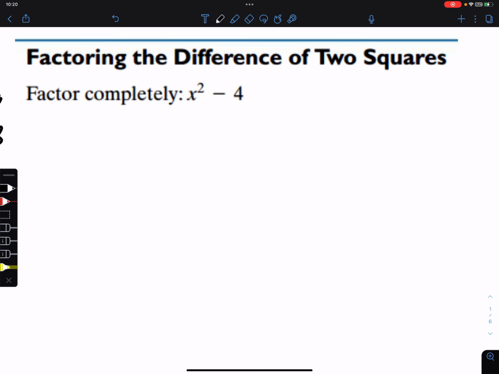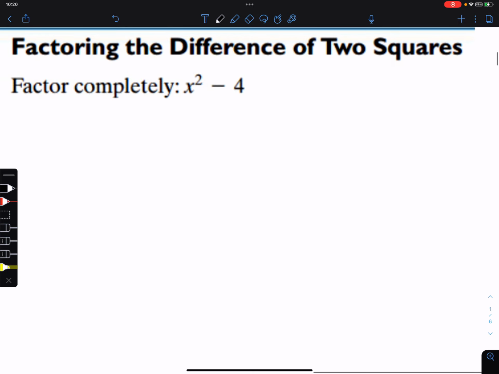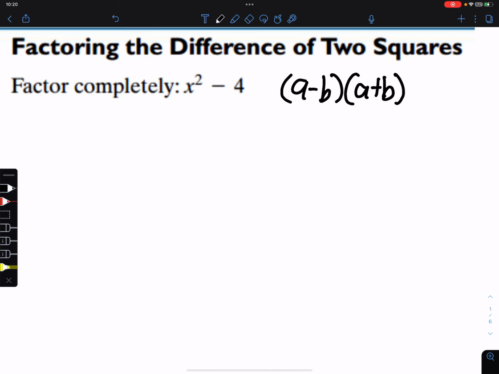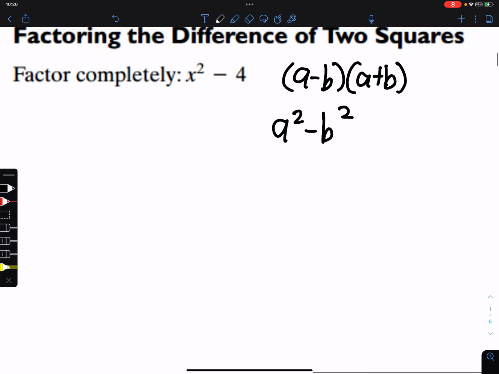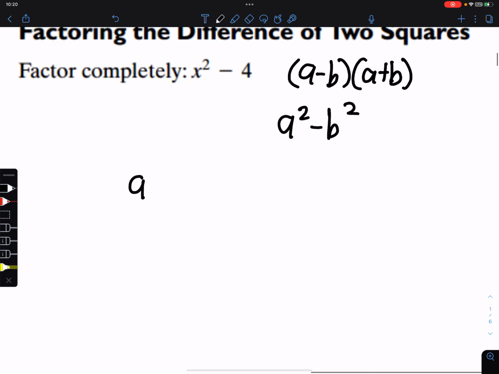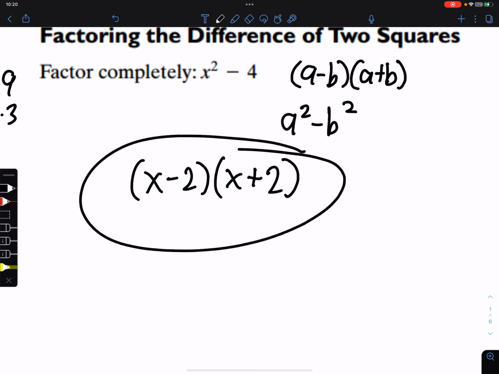Factoring the difference of two squares. Now if you remember back to the formula, a minus b times a plus b, if you FOIL that, you should get a squared minus b squared. Okay, now we're going backwards. A squared minus b squared. Our a is x and our b is 2. Right, so this should factor as x minus 2 times x plus 2. And that's our answer.